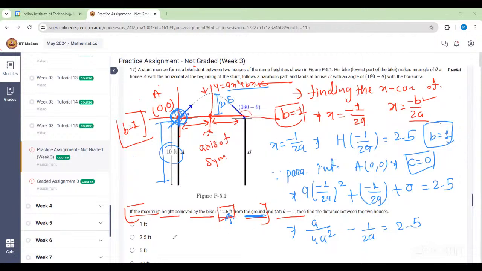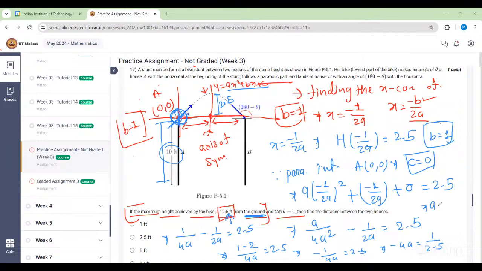So ultimately that will be 1 by 4a minus 1 by 2a is equal to 2.5. So the LCM will be 4a. So it means (1 minus 2) by 4a is equal to 2.5. So it means minus 1 by 4a is equal to 2.5.